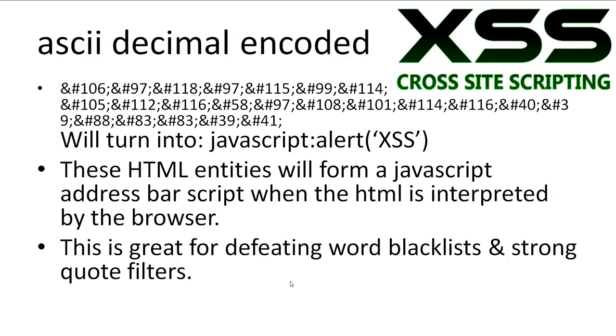Alright, let's look at the method that will most likely work if you're not having much luck. So here we can see what looks like a bunch of gibberish. However, this is just a string written with HTML entities for each character in decimal ASCII. These entities will form our familiar JavaScript:alert XSS after the web browser evaluates their characters. This is great for bypassing blacklists and strong quote filters. This is also great for hiding the purpose of a reflected attack.